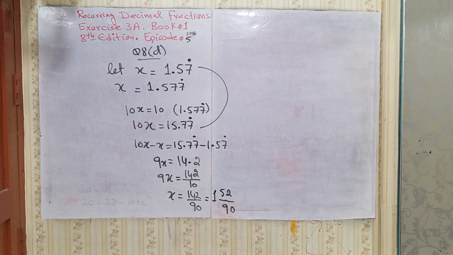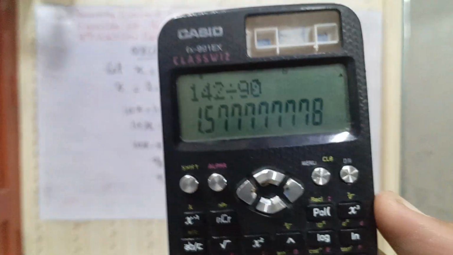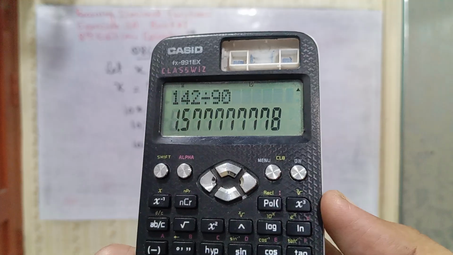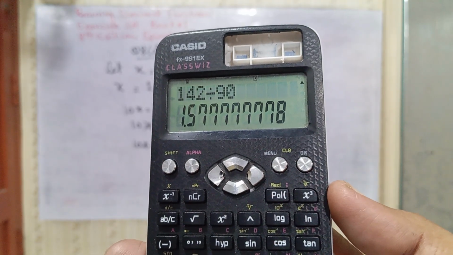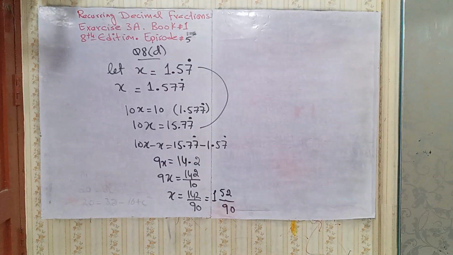So I will do 142 divided by 90. It will be 1.5777777. You can see this, 1.577777777. So this is how you will do question number 8 and its D part. So I hope that you understand this question.